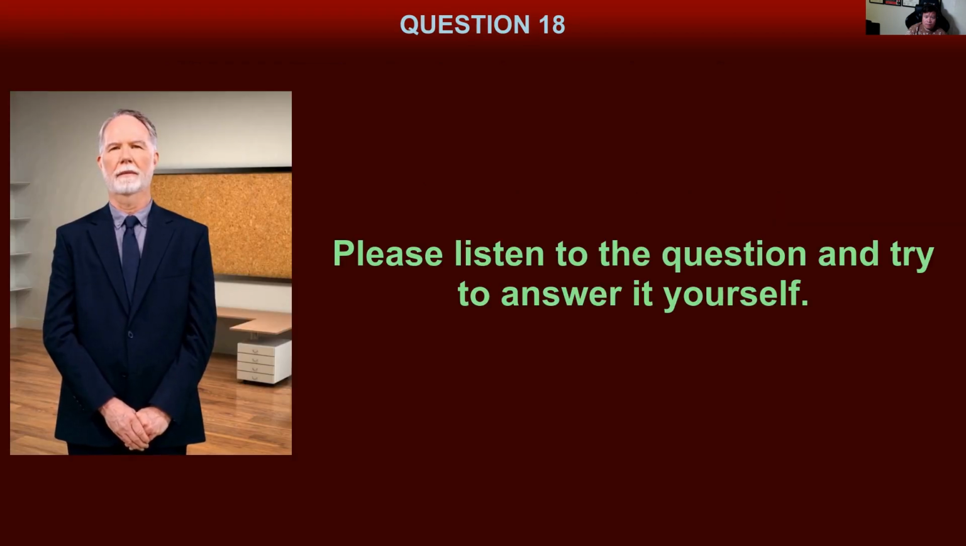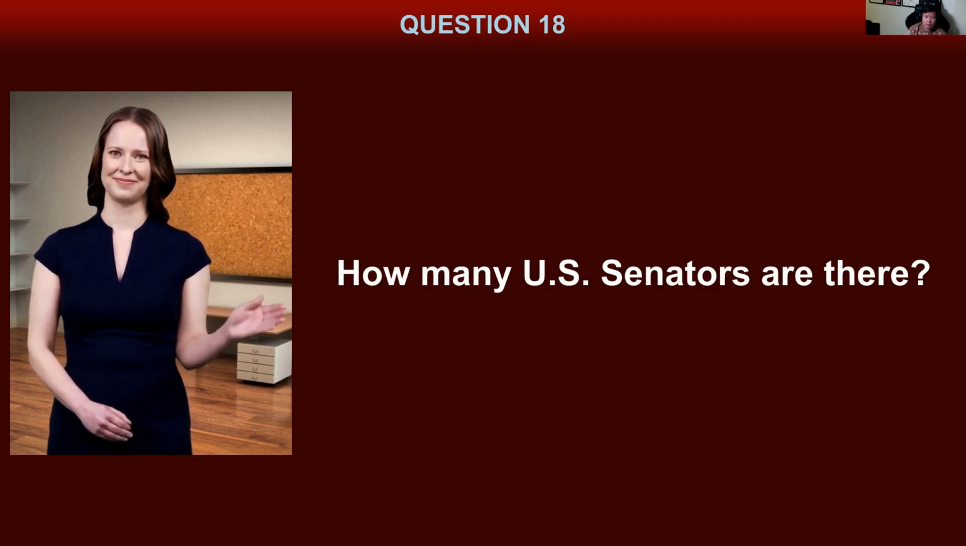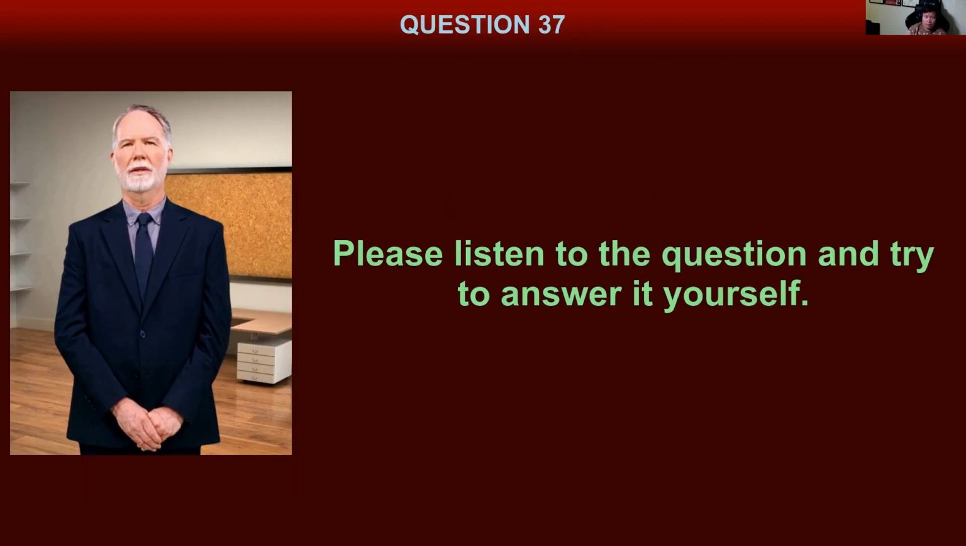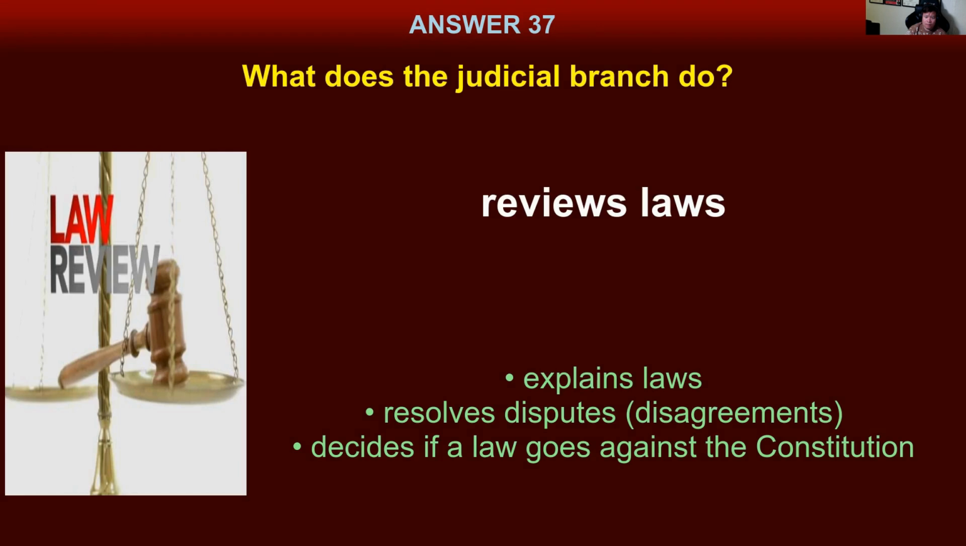How many U.S. senators are there? 100. What does the judicial branch do? Reviews laws.